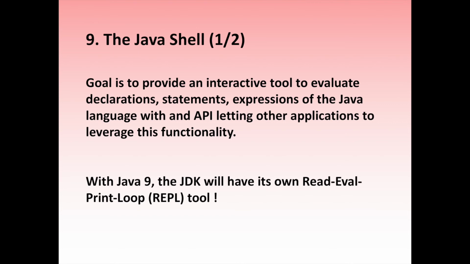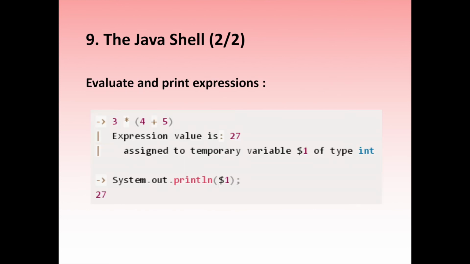Last but not least, Java 9 will include a read evaluate print loop, aka REPL, tool from the project Kulla. This command line tool is called JShell, and if you want to write a few lines of code on their own to test something, this will be the perfect tool. The goal is to provide an interactive tool to evaluate declarations, statements, and expressions of the Java language with an API letting other applications leverage this functionality.